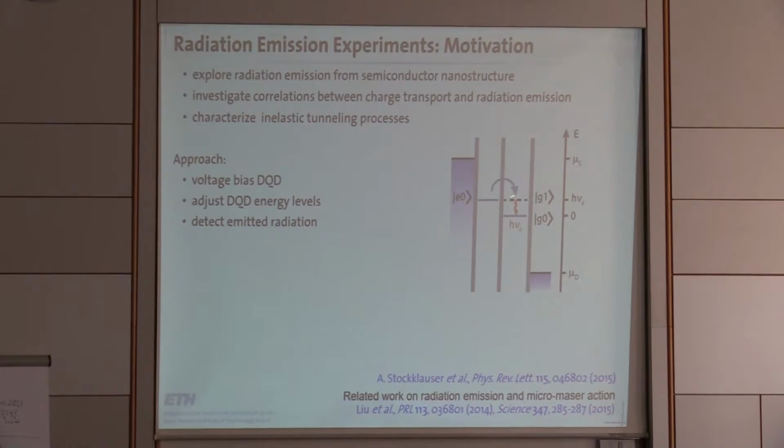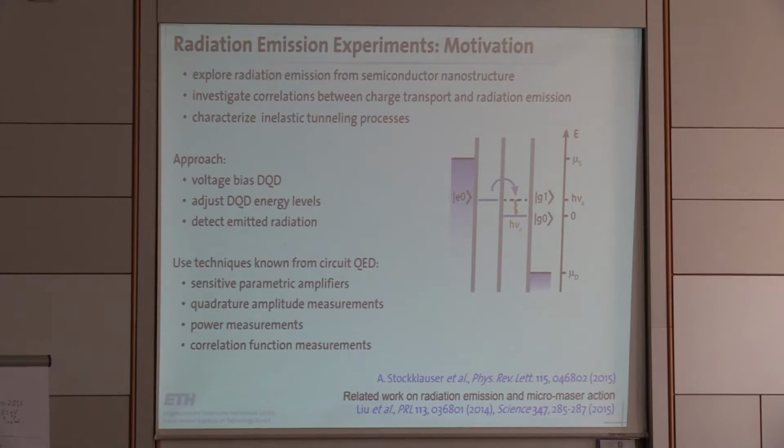We could do that versus these bias parameters in the double dot and look at the emitted radiation. What was important for that is to have good radiation detection mechanisms, because what we noticed is that for every electron that tunnels, in our experiments we would only make a photon with a probability of roughly 10 to the minus 4. One can wonder why that is. There's maybe some explanation for it, but per tunneling electron you get 10 to the minus 4 photons.